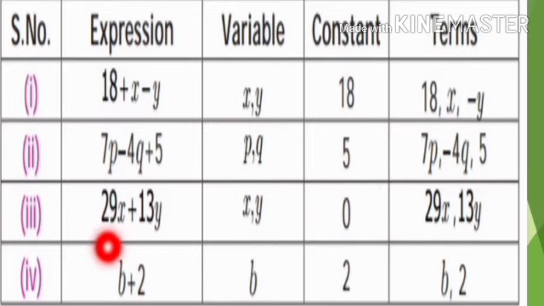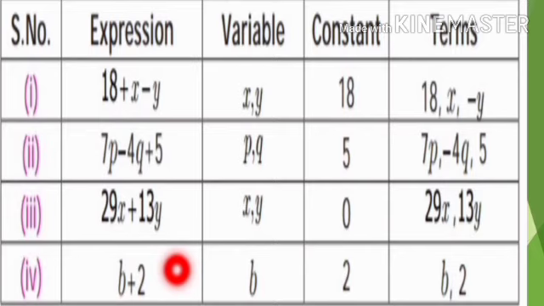The next expression is 29x plus 13y. Here there are two variables, two letters, x and y. So these two letters are known as the variables. Now the constants. See the algebraic expression: there is no constant, there is no number in this algebraic expression. So if there is no constant, put it as 0. And terms, how many terms are there? 29x and 13y. So there are two terms, which are 29x and 13y.